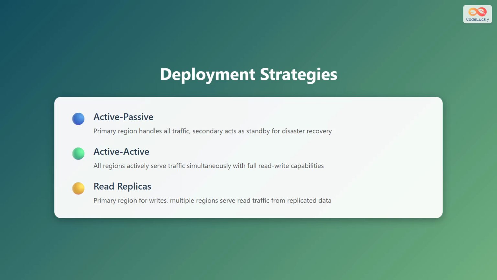There are three primary deployment strategies. Active-active means all regions run simultaneously and handle traffic equally. Active-passive means one region handles traffic while others stand by as backups. Multi-master involves multiple regions that can independently accept and sync updates. Each strategy has different trade-offs for complexity, cost, and consistency.